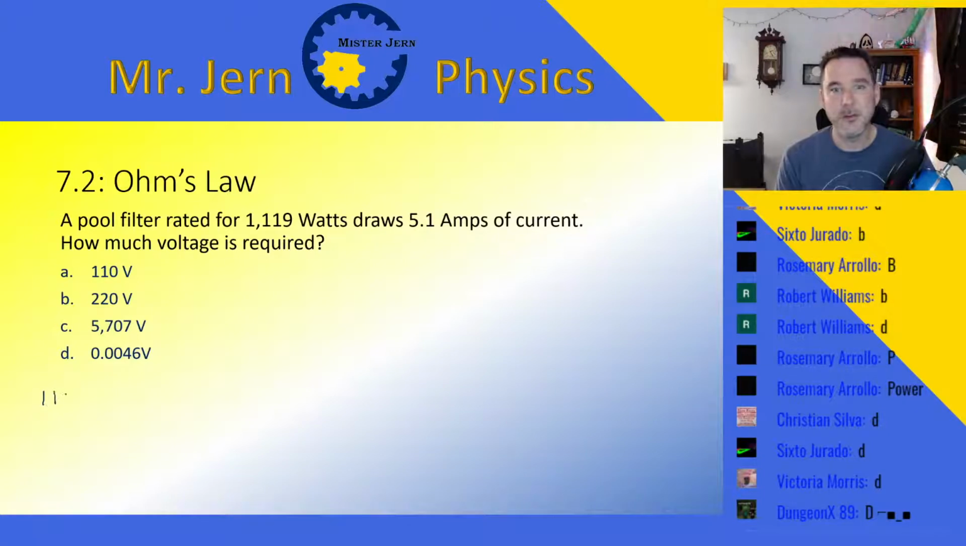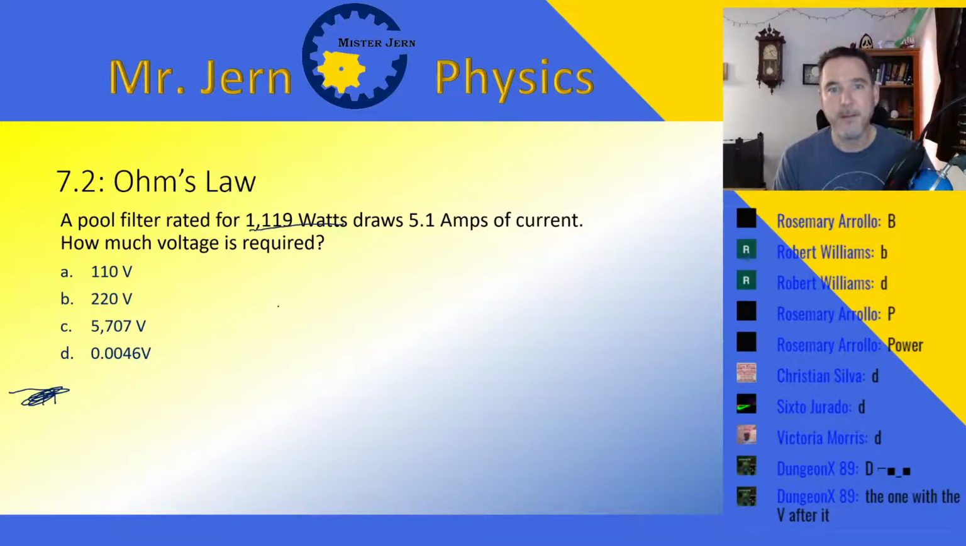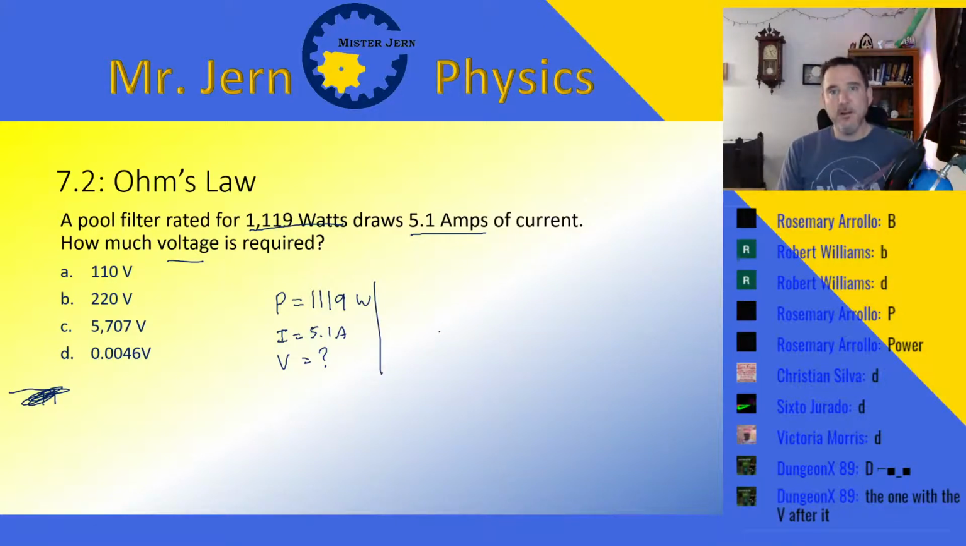So, let me just scooch this over here. Watts is power, so power is 1,119 watts. Amps is current. And it wants to know voltage. So you got that far.